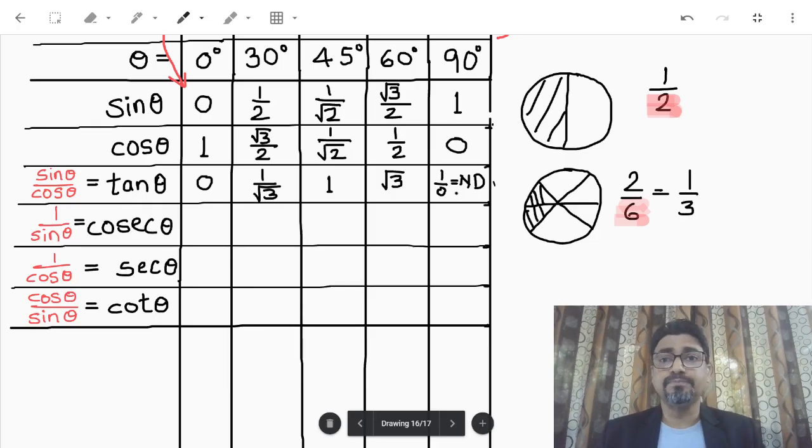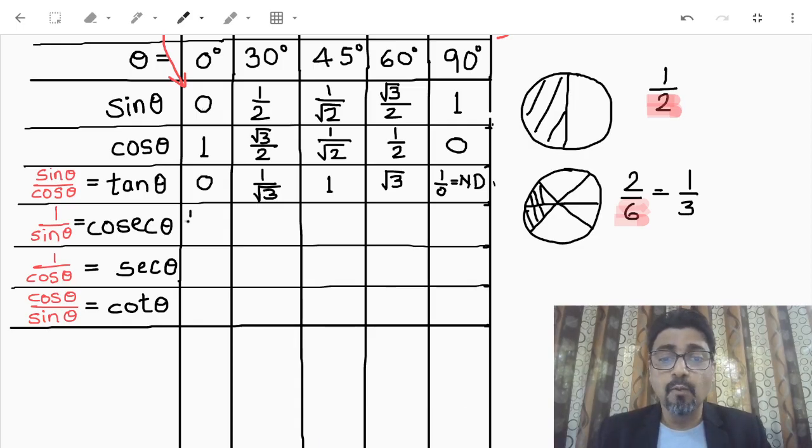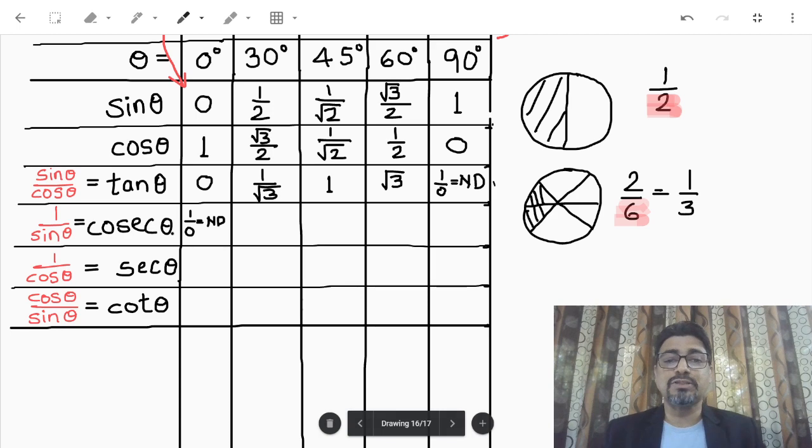Quickly moving ahead to the next trigonometric ratio, which is cosec. Cosec we know is 1 upon sine, which means reciprocal of the answers of sine. So let's begin with first 0 degree. Sine 0 degree is 0, which is 0 upon 1. Its reciprocal will be 1 upon 0. What we just learned, 1 upon 0 is not defined. So cosec of 0 degree is not defined.